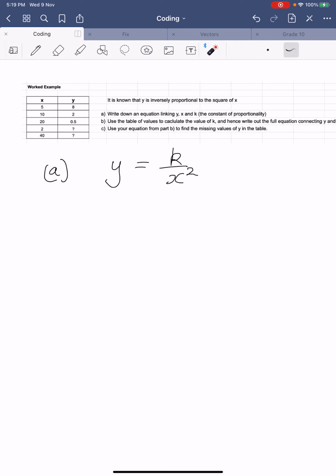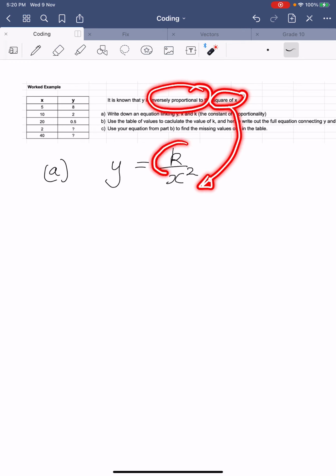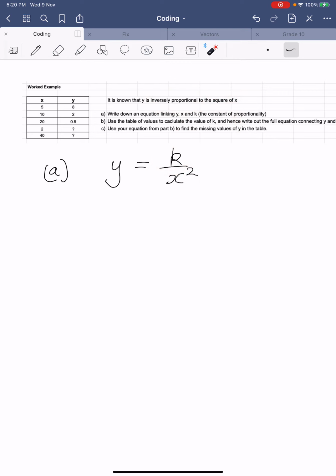Okay, so y is inversely proportional to, that means k divided by, the square of x. So the square of x is the last thing on the bottom. Inversely proportional to means k divided by. All right, so that's how to unpack the words. So that's part A done. Now let's have a look at part B.